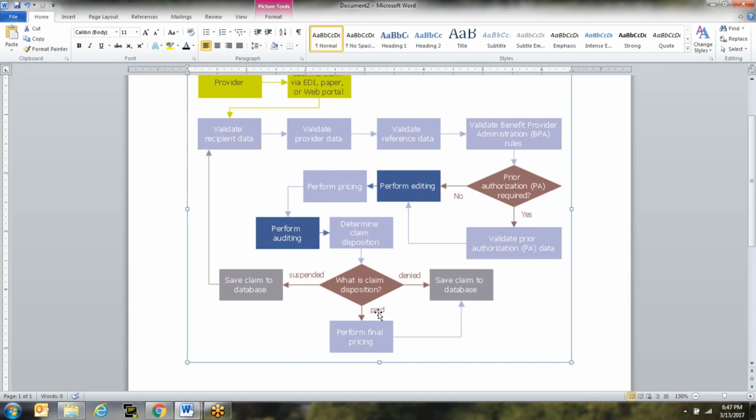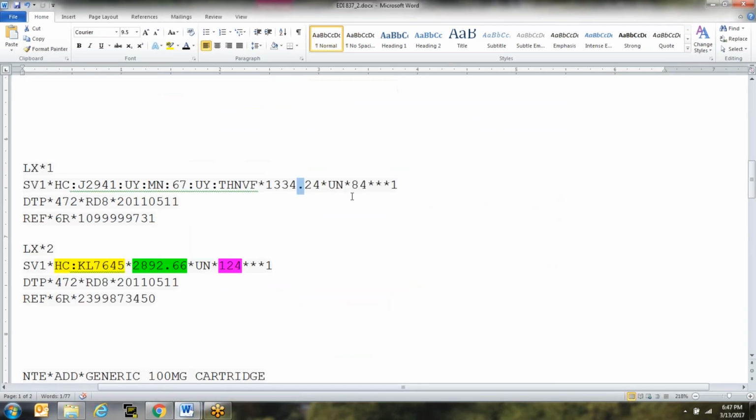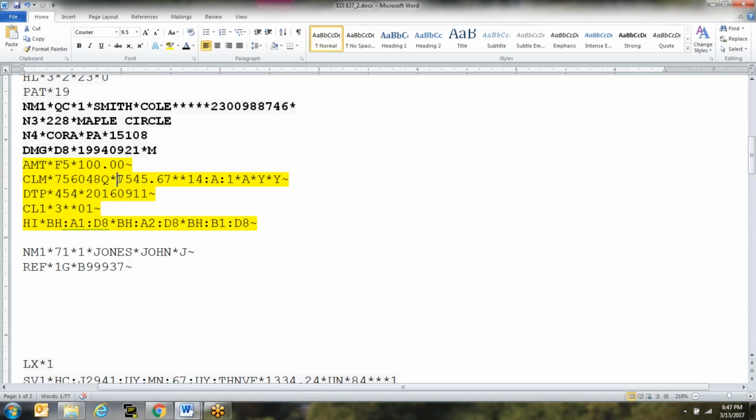But of course, if it's getting paid, the system will tell you that you sent us a total bill of $7,500 and the patient paid 100. We will pay you 74.45.67. We have agreed, and this money will be wired to you on this particular date.